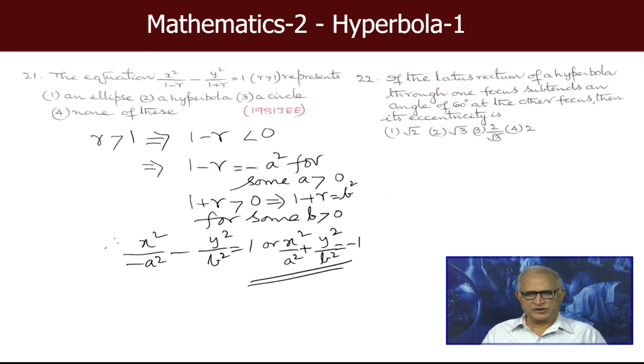The graph is the empty set phi, and therefore, it does not represent an ellipse, it does not represent a hyperbola, it does not represent a circle. So, it represents only the empty set. The graph has no points. The graph does not contain even a single point. So, none of these.